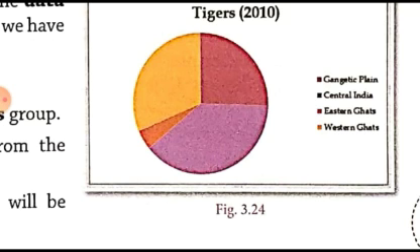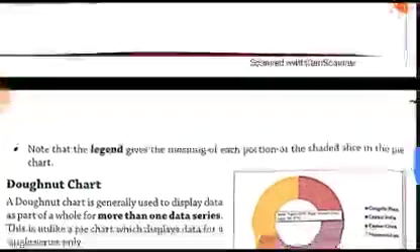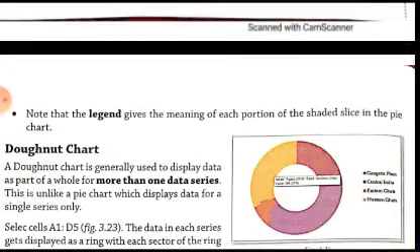in the pie chart. So can you notice the legend here? What is the legend showing here? This legend is describing the different colors which we have used for displaying the different regions in the pie chart. These different regions will occupy the different shaded portions of the pie chart depending on their percentage share in the whole number of tigers. So here the legend is showing the meaning of each portion of the shaded slice in the pie chart.